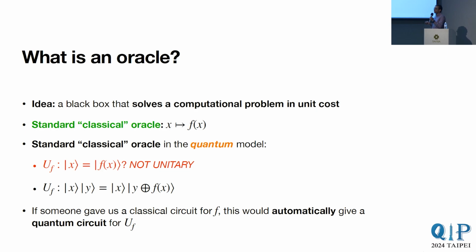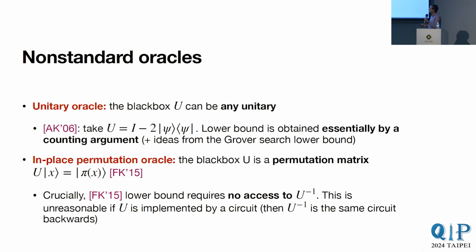And this has the additional nice property that if you had a classical circuit for f, so you had an instantiation of the oracle, then you could automatically build use of f as well. You just take that circuit, run it coherently, and uncompute the garbage bits, and this would give you an implementation of use of f. So that's the motivation for why this is the right definition of oracle.